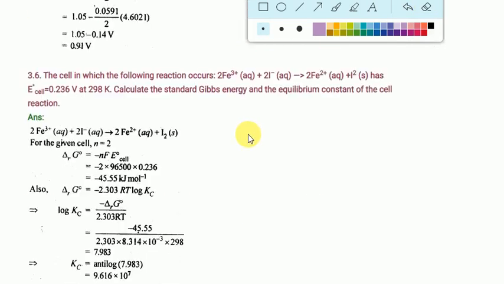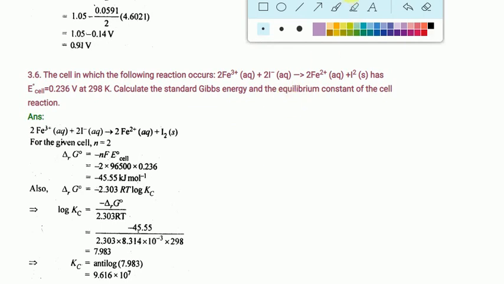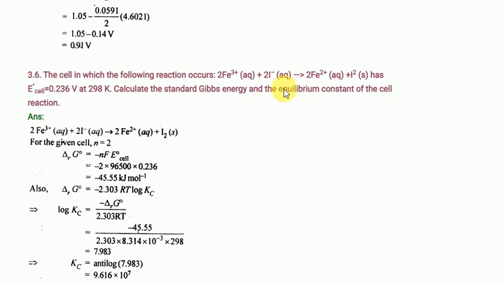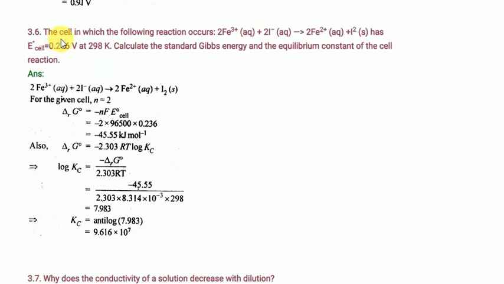Let's go to the next problem. Look at this problem, a very easy problem. In this problem, look at what is given. One cell is given, in which the following reaction occurs: 2Fe3+ plus 2I- gives 2Fe2+ plus I2. I2 is the solid one. Look at this equation: iron undergoes reduction, iodine undergoes oxidation. The total cell potential value given here is 0.236 volts.